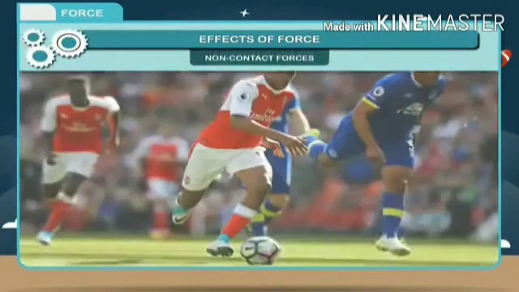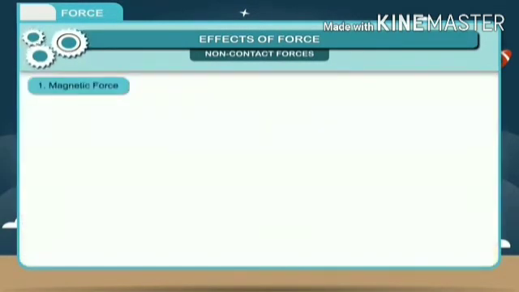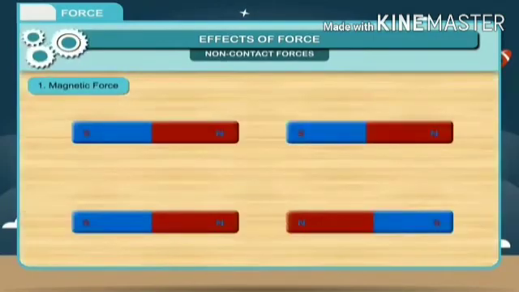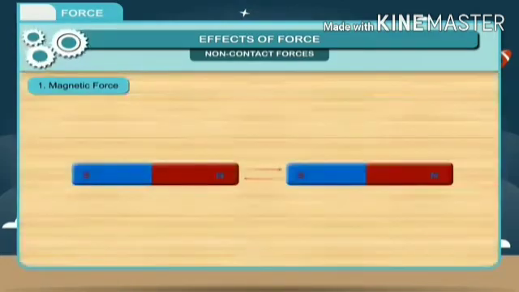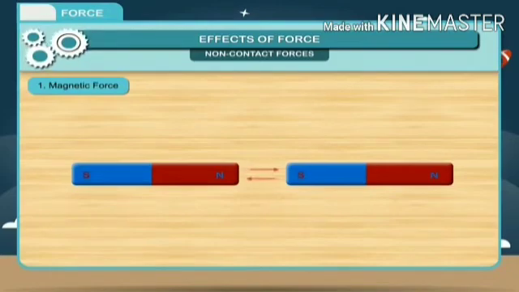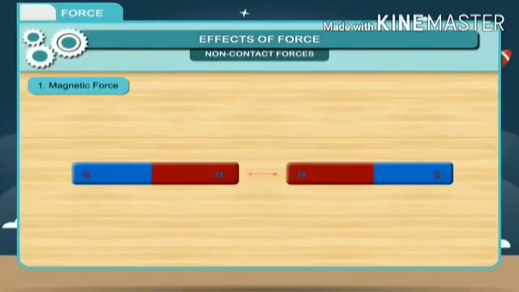Non-contact forces. Non-contact forces are those types of forces applied to two objects when they are not in physical contact with each other. 1. Magnetic force. The force by which a magnet attracts or repels objects like iron, steel, nickel, and cobalt is called magnetic force. A magnet attracts another magnet when unlike poles of different magnets are brought near each other. A magnet repels another magnet when like poles of different magnets are brought near each other.